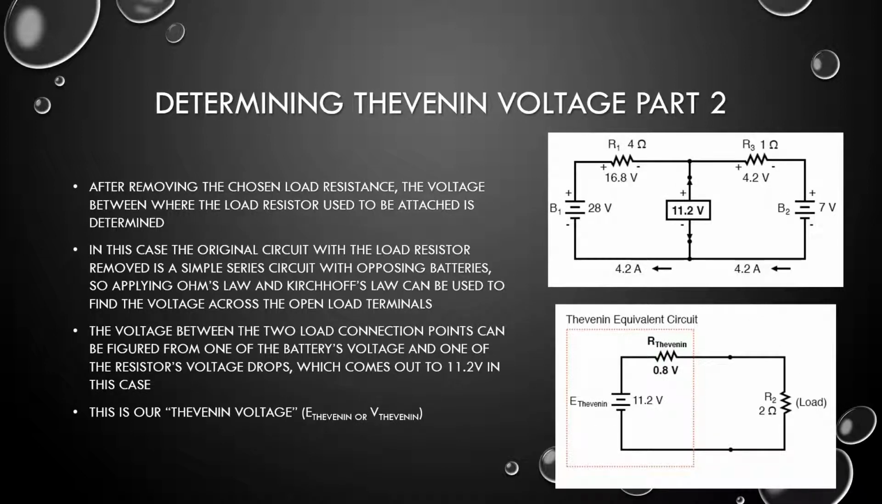Determining Thevenin voltage part 2. The voltage between the two load connection points can be figured from one of the battery's voltage and one of the resistor's voltage drops, which comes out to 11.2 volts in this case. And this is our Thevenin voltage, also known as E Thevenin or in our case V Thevenin.